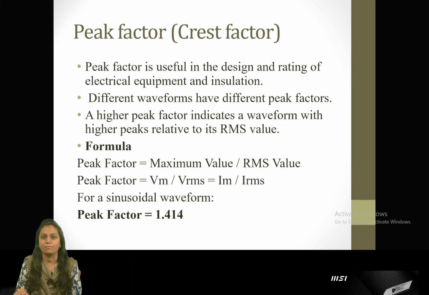Different waveforms have different peak factors. A higher peak factor indicates a waveform with higher peaks relative to its RMS value, and the formula for the same is maximum value divided by RMS value. Also, in case of voltages and currents, it is Vm upon Vrms and Im upon IRMS respectively. For a sinusoidal waveform, peak factor is fixed and it is 1.414.